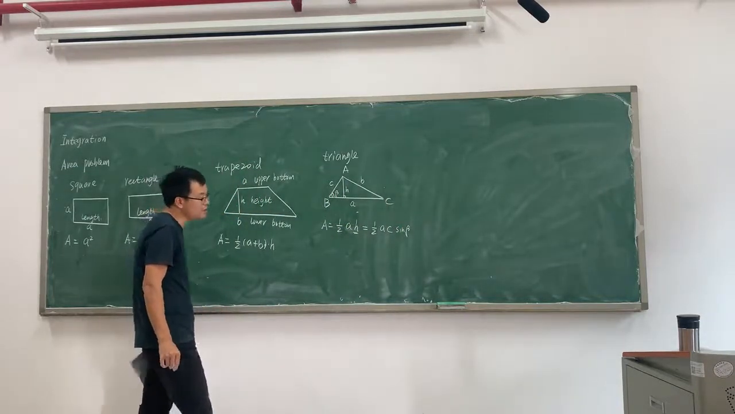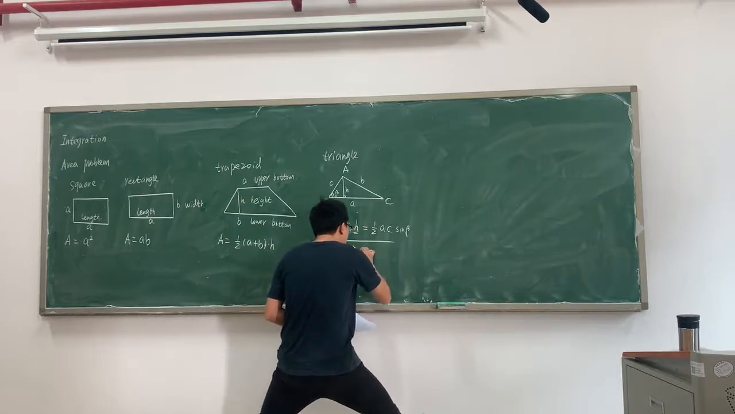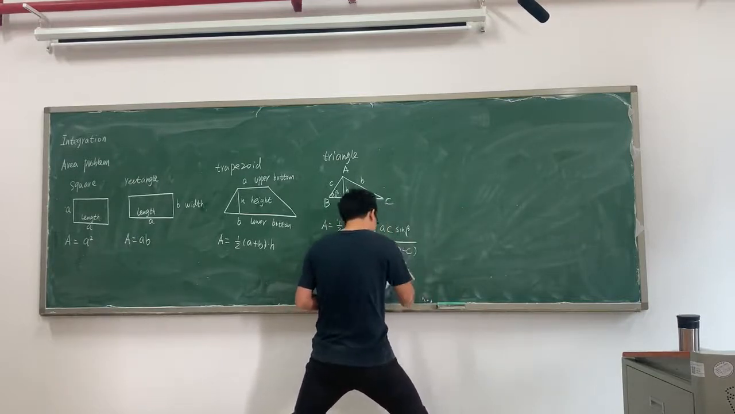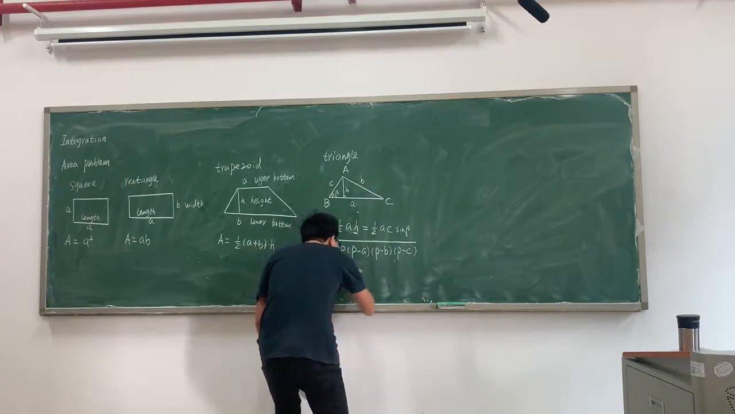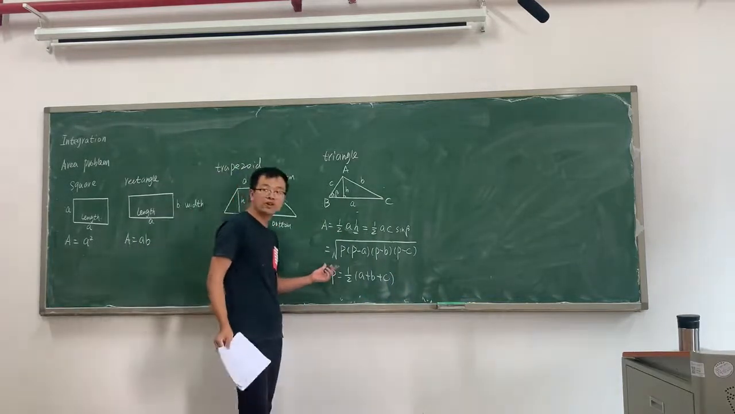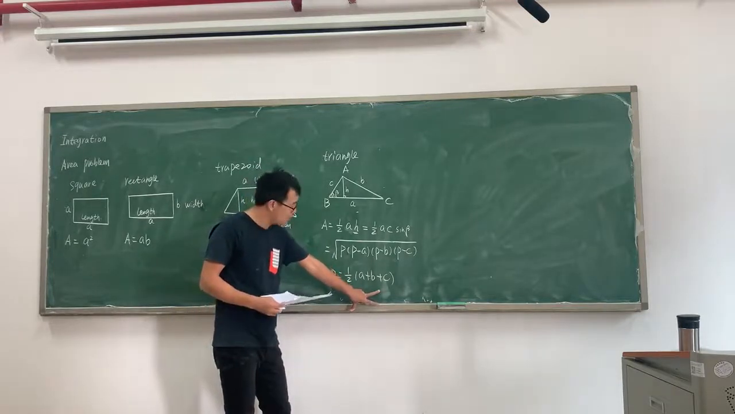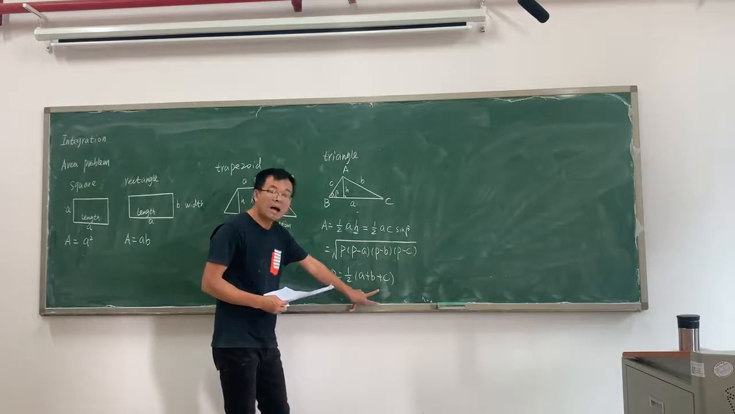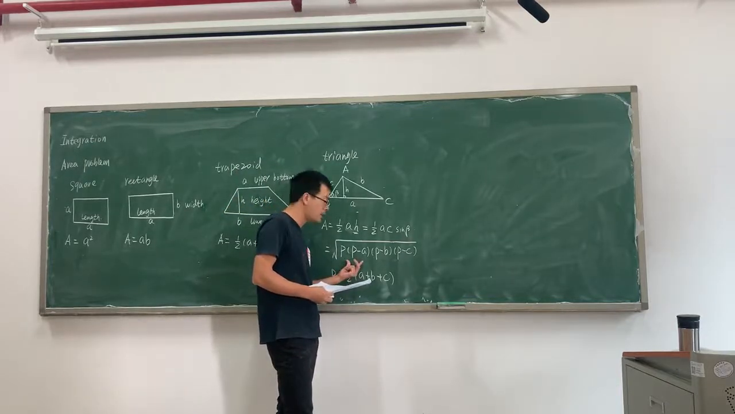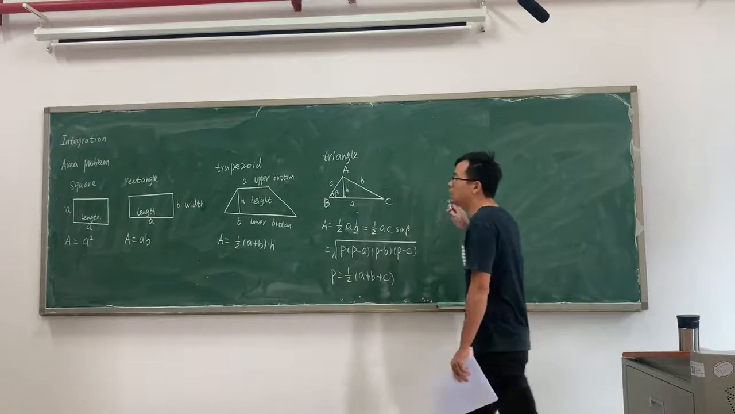Actually, we have the third formula. The area is equal to the square root of P times (P minus A) times (P minus B) times (P minus C). Here P is what? P is 1/2 (A plus B plus C), which is 1/2 of the perimeter. So this is the third formula.